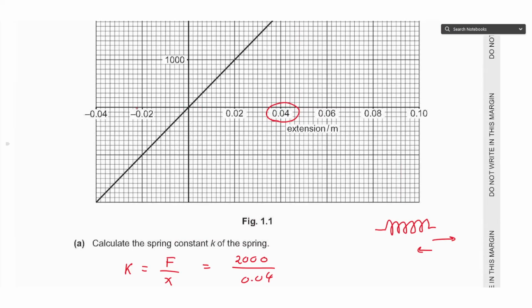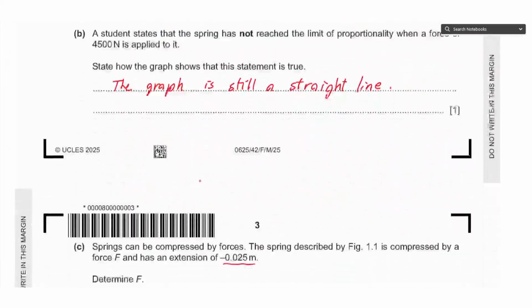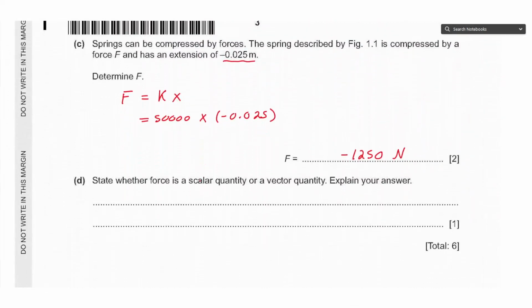So we have 0.025, that is about here. So we go to the graph and then we see which force that gives on the y-axis. So we have this is 1,000 and this is 2,000 in negative. So each division here is 100, 1,100, 1,200, 1,300. So it's exactly in the middle between 1,200 and 1,300. So it's 1,250, just as we got it from the calculation here.